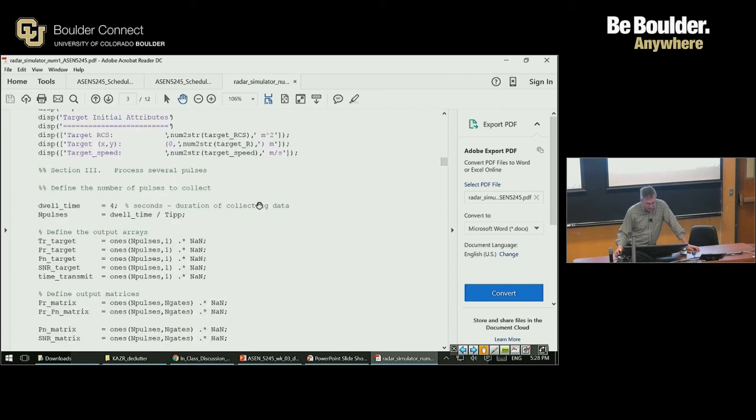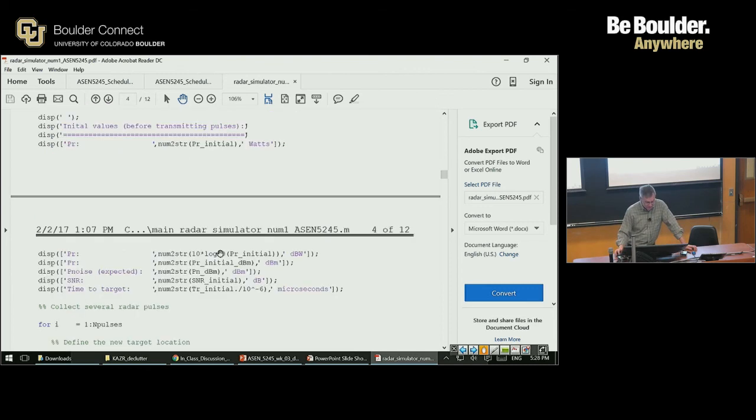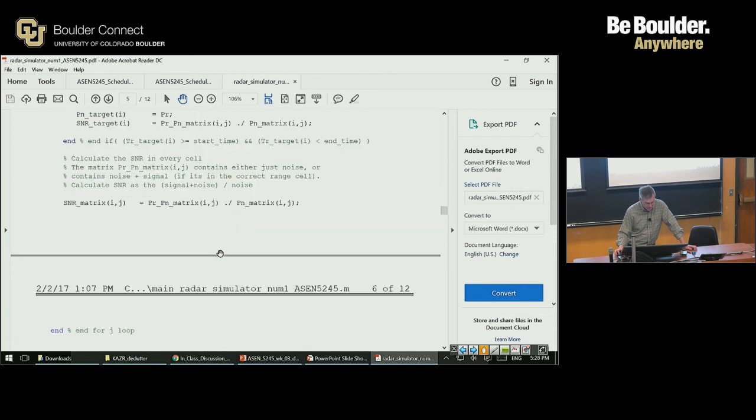I also define my matrices with NaNs to begin with. Sometimes you can fill it with zeros, but I fill them with NaNs, because I do the plot.